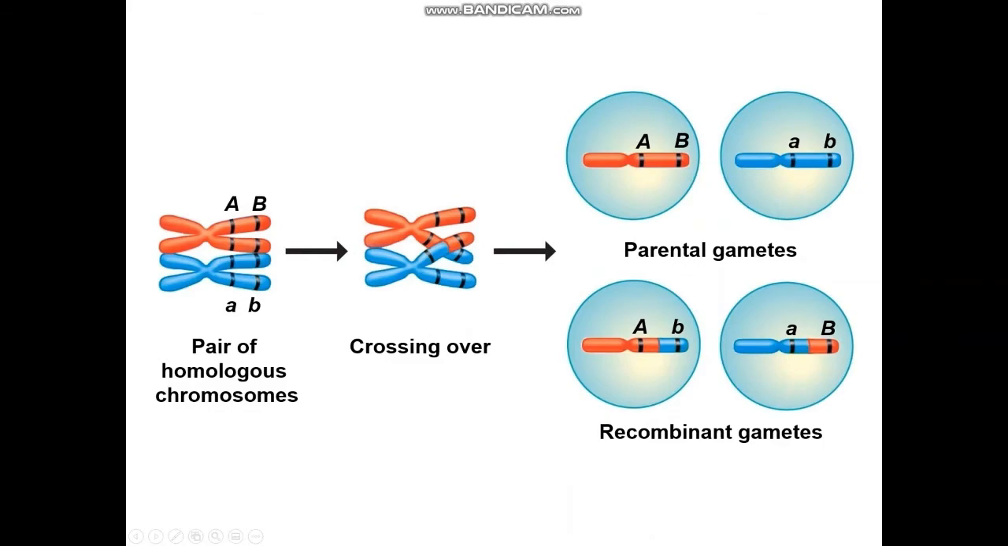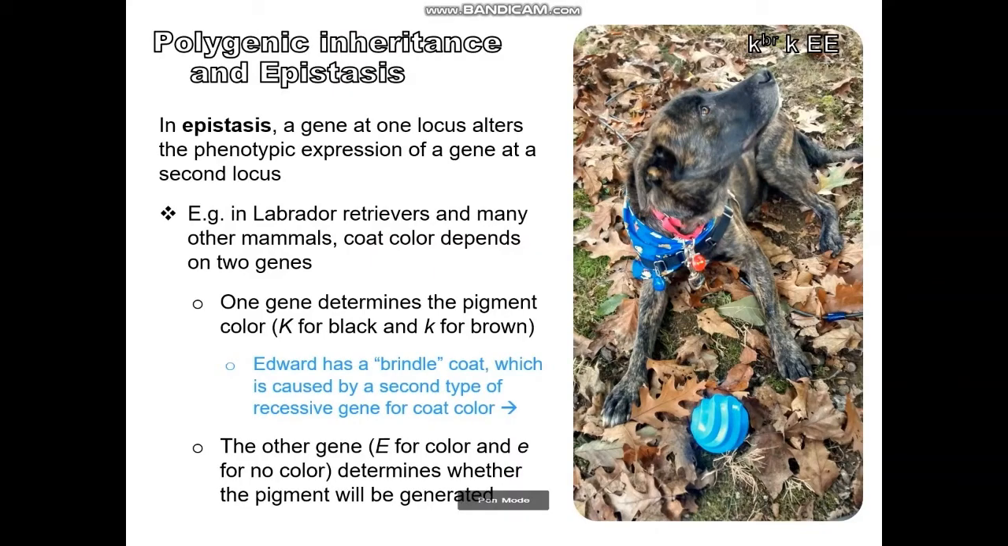Now, another example of where something like this occurs is called epistasis. In epistasis, a gene at one location alters how a gene at another location will express its phenotype, how it will be represented in the organism. They're not all contributing in the same way as I was just talking about with skin pigmentation, but they might actually alter each other. In Labrador retrievers, dogs, coat color depends on two different genes. One gene determines the color of the pigment, K, dominant K for black, and recessive K for brown.